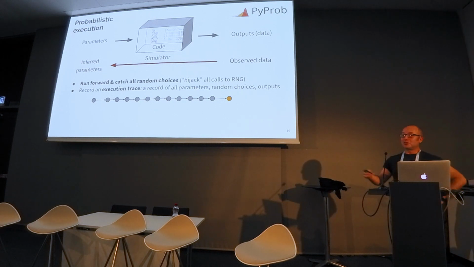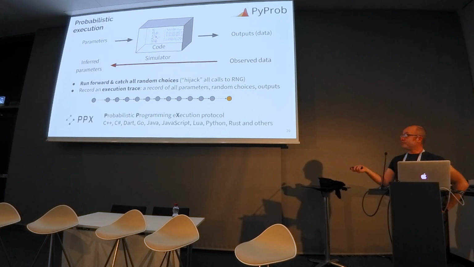Because we are in the general purpose programming setting, every execution can be of different length. So these are random number choices, and their values and locations in the code. You record them, and you record the corresponding output for one execution. This is called a trace object.